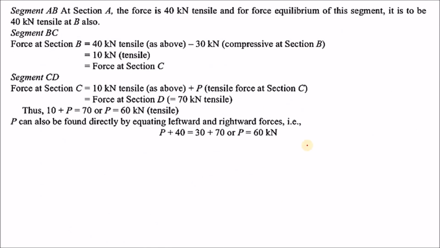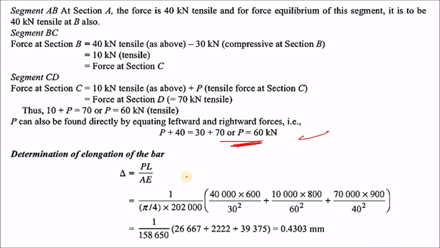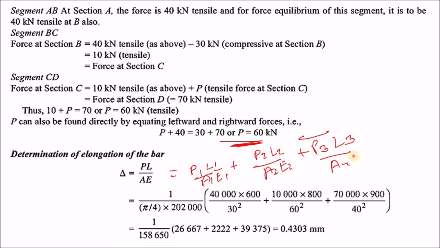In the same way you can read this one. 60 we got. Now we need to find out the total elongation of the bar. Del equal to, we know, P1 L1 divided by A1 E1 plus P2 L2 divided by A2 E2 plus P3 L3 divided by A3 E3. In this way we can find it. Here E1 equal to E2 equal to E3. Similar to the previous problem, we should make it common. Simply put all the values here, you will get the answer. Not a big problem. Directly you will get this answer.